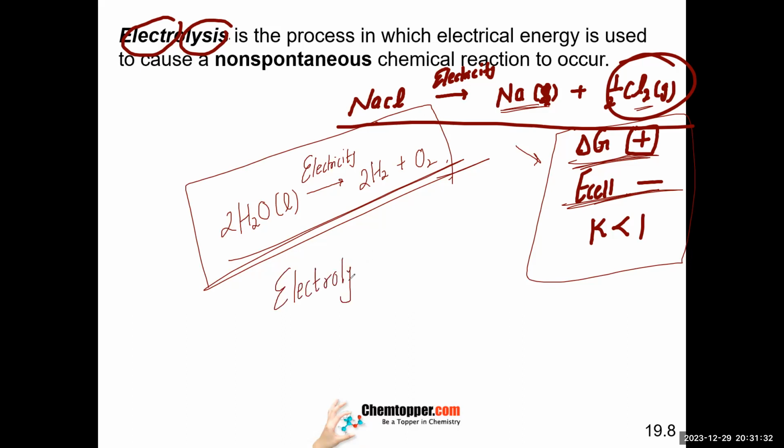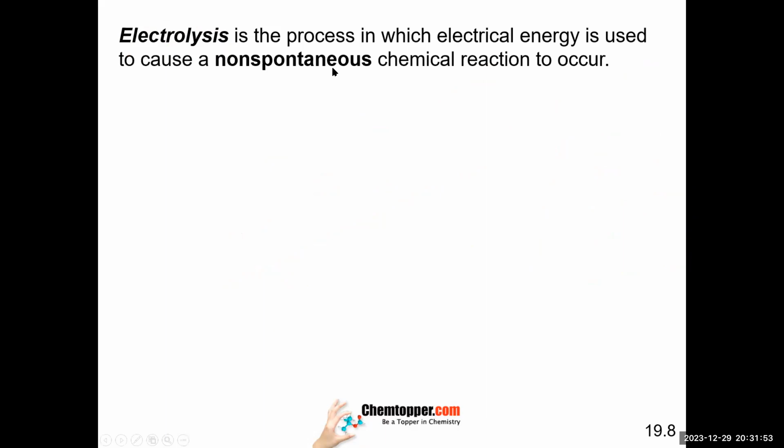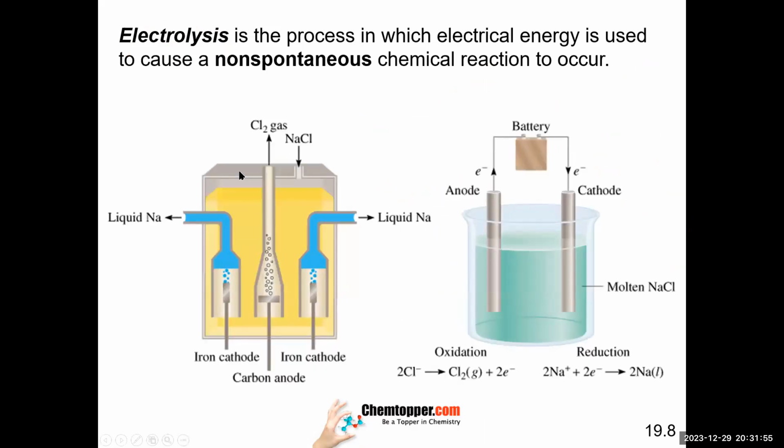Electrolytic cells, right? So we did galvanic cells. Galvanic cell delta G is negative. Electrolytic cell delta G is positive, non-spontaneous. See, non-spontaneous. This is the electrolytic cell picture.